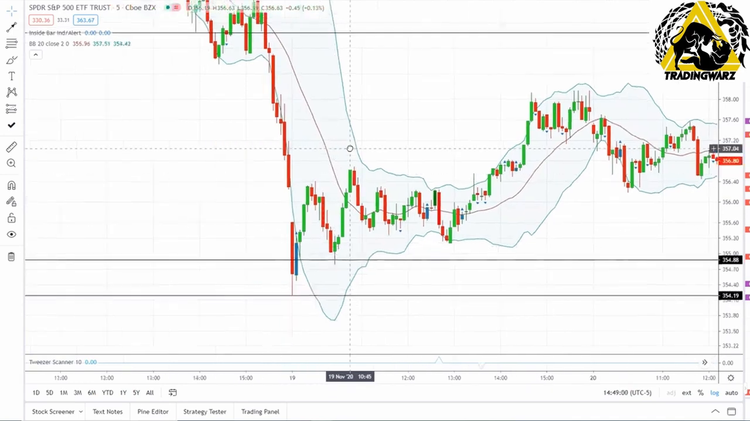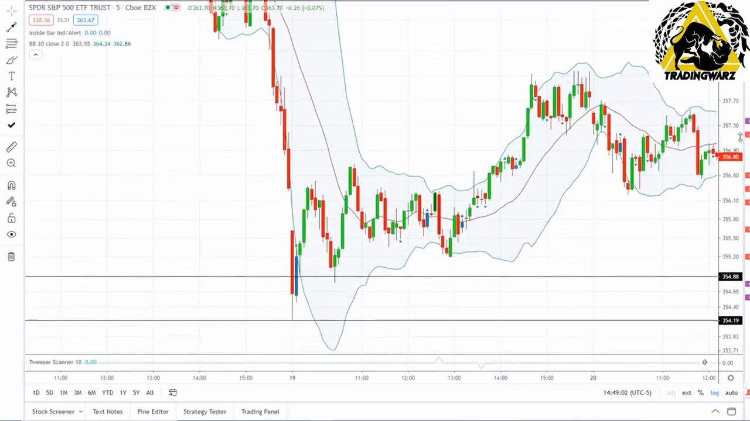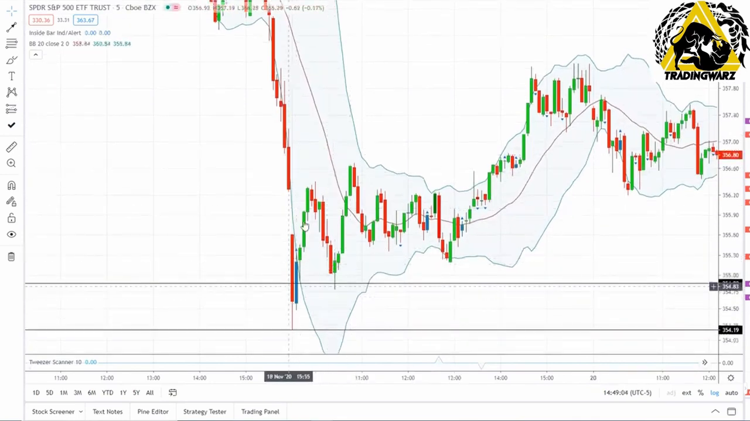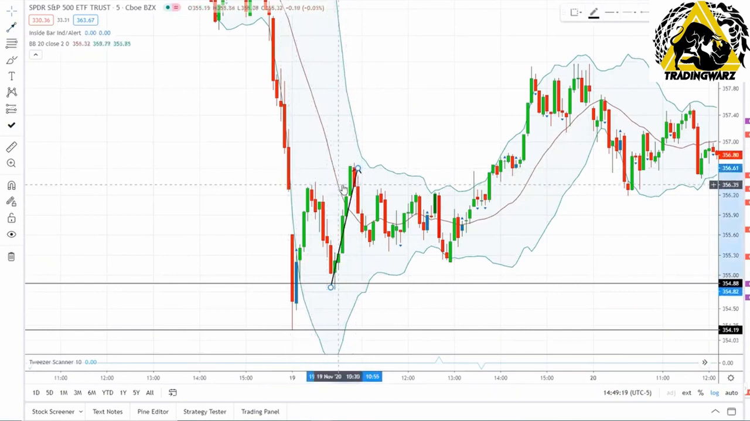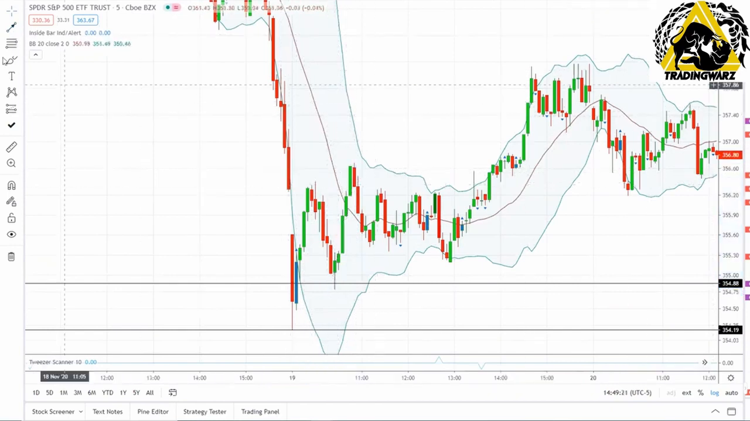All right, so now the next setup. We had this impulsive leg, and now we have another impulsive leg. As you get better, you're going to be able to see this like I do. Here's another impulsive leg up. We clearly break this swing high right here. Now let's draw the fib for that and see what happens.